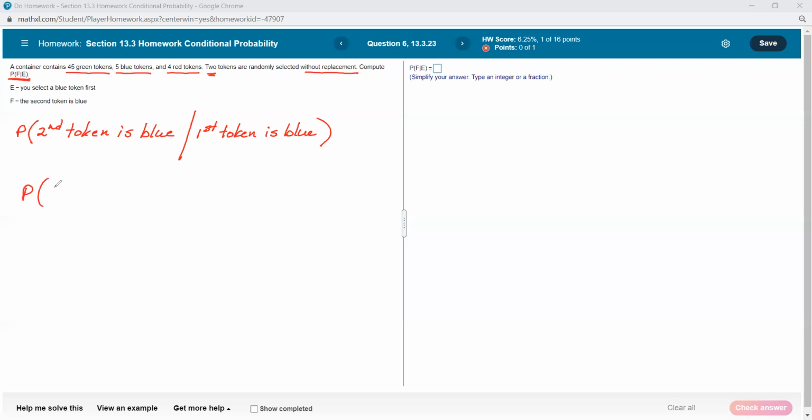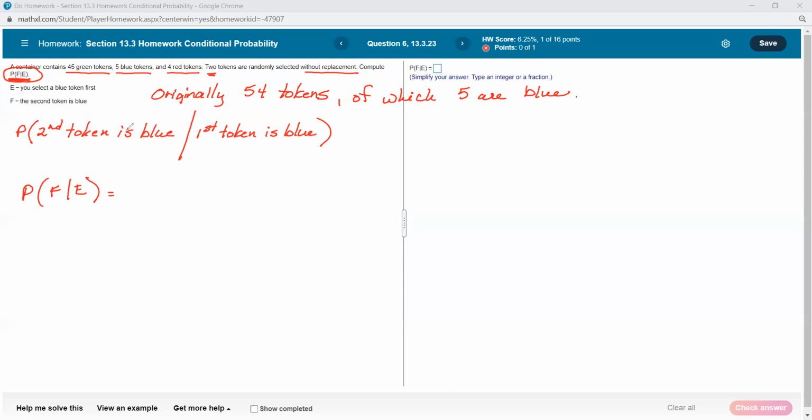So the probability of F given E, I'm just going to abbreviate it down to that, the probability that the second token is blue, if we have already removed a blue token. Well, let's see, what did we start with? We got 45 and 5 is 50 and 4 is 54. So originally there are 54 tokens, of which 5 are blue. Now, E, the first event, is that we select a blue token. We only are interested in the probability of the second event, which is the second one being blue.